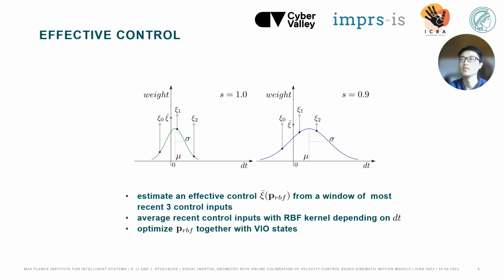The image here shows 2 different groups of the parameters, and as we can see, different parameters lead to different shapes of the RBF kernel, and thus, by optimizing for the kernel parameters, we can adapt the value of the effective control.